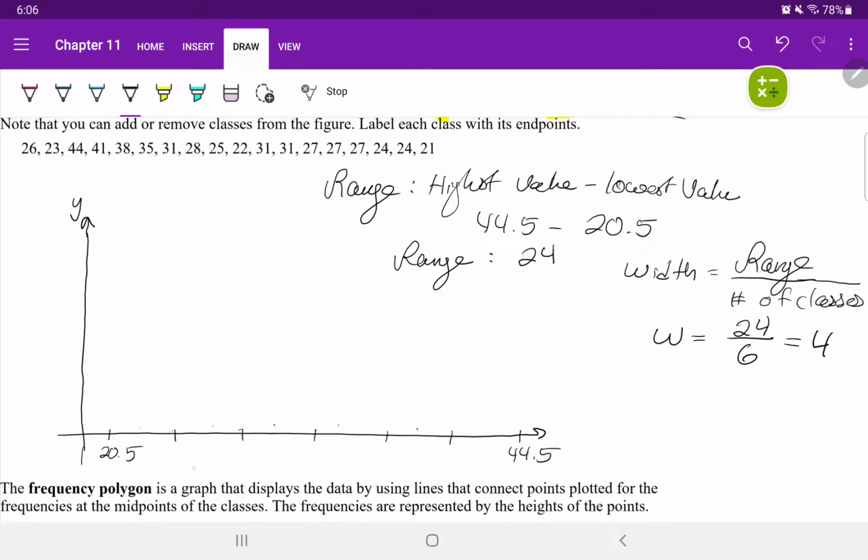If my first class starts at 20.5 and I apply my width, the second class is 20.5 plus 4, which is 24.5. Then the next one is 28.5. If I keep adding 4, 32.5, 36.5, 40.5. And if I add 4 to 40.5, we get 44.5. And those are my boundaries.